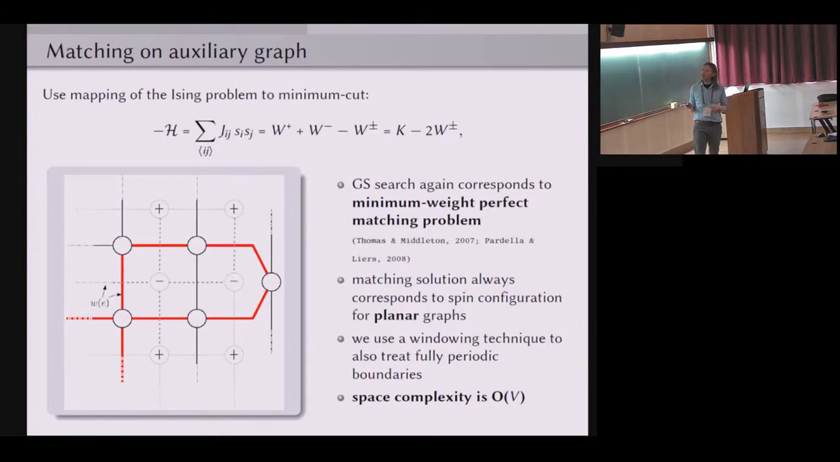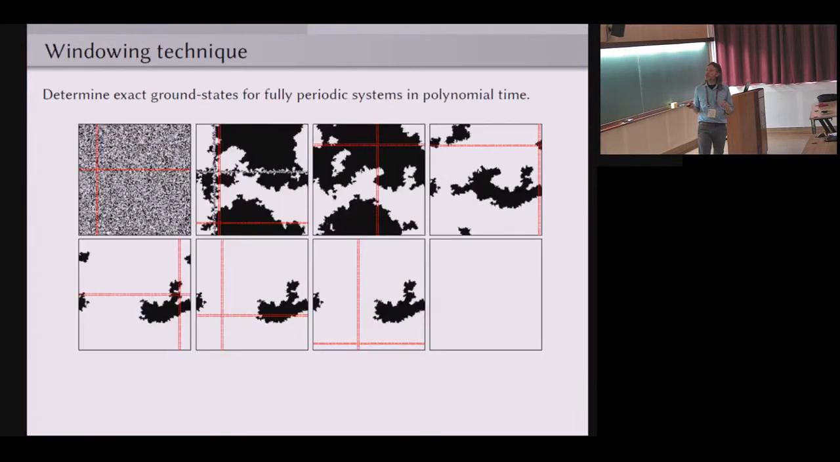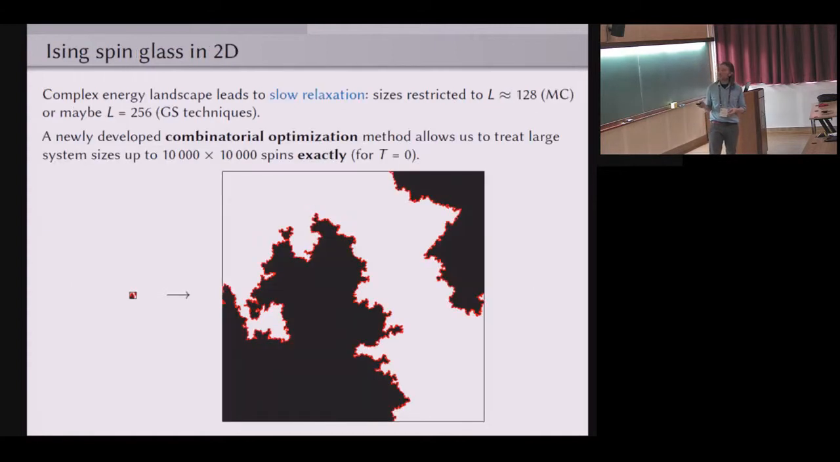And so I will not have time to actually explain the method, but it's based on essentially representing it as a minimum weight perfect matching problem, a problem that is known in theoretical computer science, and that allows us to look at large system sizes. We also have some tricks for making it work, because traditionally this only works for planar graphs, but we can now make it work also for graphs which have fully periodic boundary conditions, which have smaller finite size corrections. And like this, we can actually go to quite large system sizes. So this is something like 10,000 squared, and this is the system size that could previously be done.